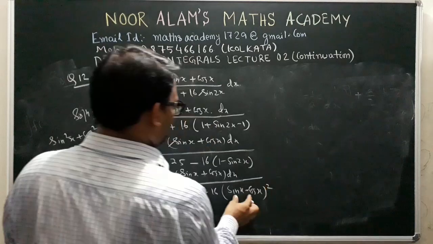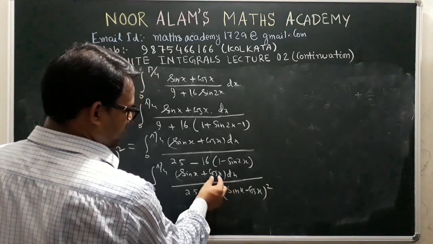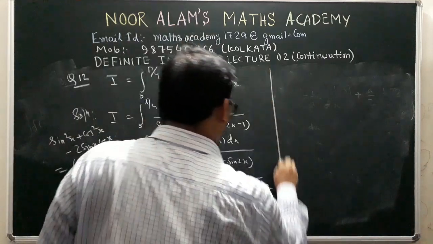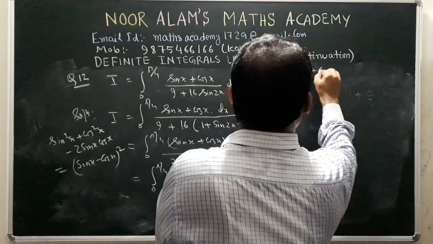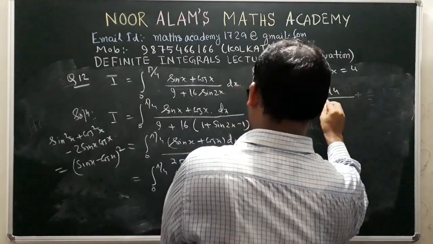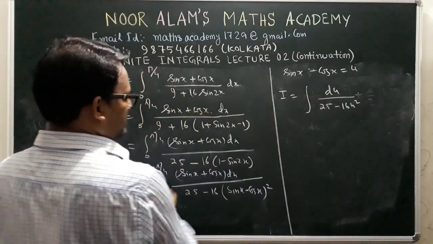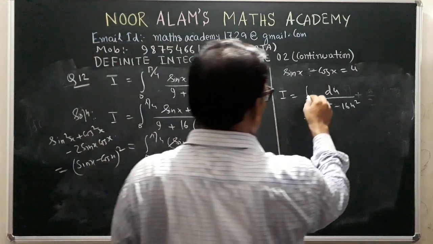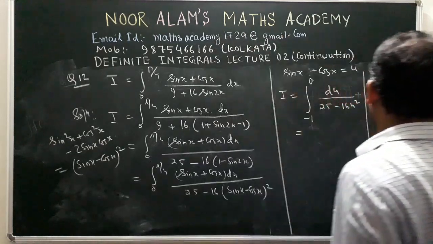Now if you put sin x minus cos x equal to some variable u, what will happen? The derivative of sin x is cos x, and the derivative of minus cos x is plus sin x, so we get the numerator. So I will become the integral of du divided by 25 minus 16 u square. What are the limits in that case? When x is 0, sin 0 minus cos 0 is minus 1. When x is pi by 4, sin pi by 4 minus cos pi by 4 is 1 by root 2 minus 1 by root 2, that is 0.